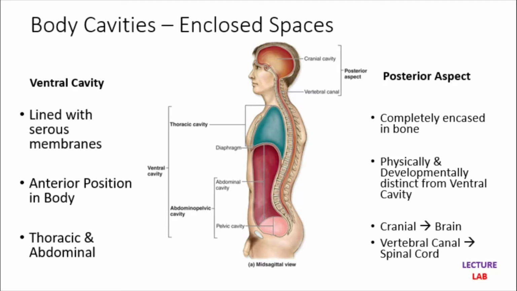The ventral cavity, not encased in bone, but it is lined with serous membranes. Serous membranes are a body membrane. There's 4 types of body membranes. We'll learn about that in chapter 5. A body membrane, by definition, is epithelium and underlying connective tissue. So we'll talk about that in a minute. The ventral cavity is anteriorly located, and I have thoracic and abdominal. I really should have thoracic cavity and then abdominal pelvic cavity. So that is the ventral cavity.